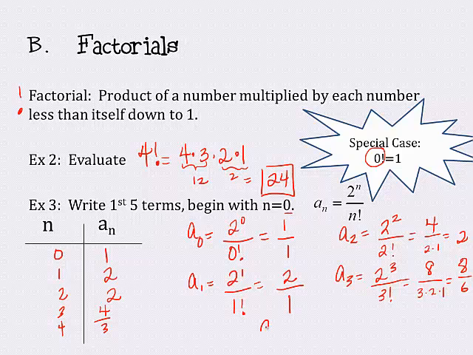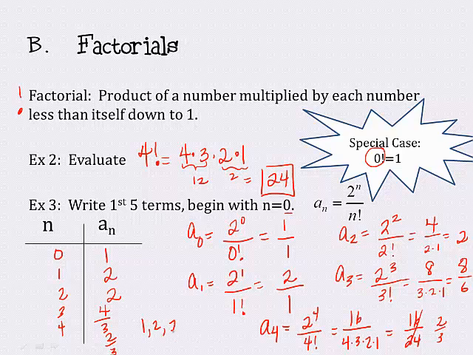And then a sub 4: 2 to the fourth power over 4 factorial. 2 to the fourth power is 16, over 4 times 3 times 2 times 1, so that's 16 over 24. I can reduce them both by 8, so it's 2 over 3. So my first 5 terms are 1, 2, 2, 4/3, and 2/3.